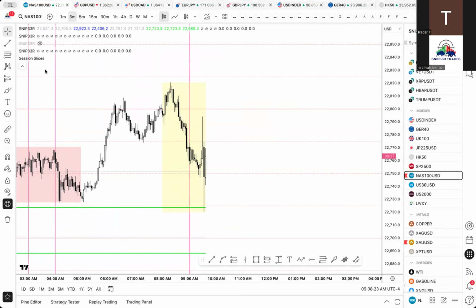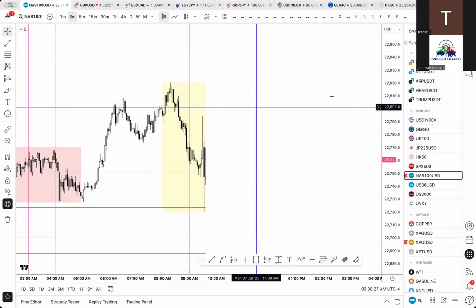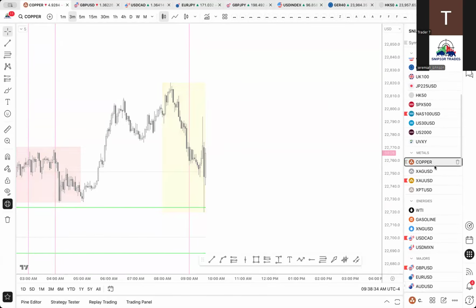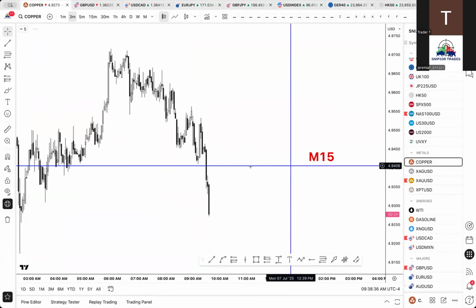But what will I do? I will instead look for pairs that gave me my step two in London because I trade New York. My step two needs to be in London, so I will go find that or walk away.